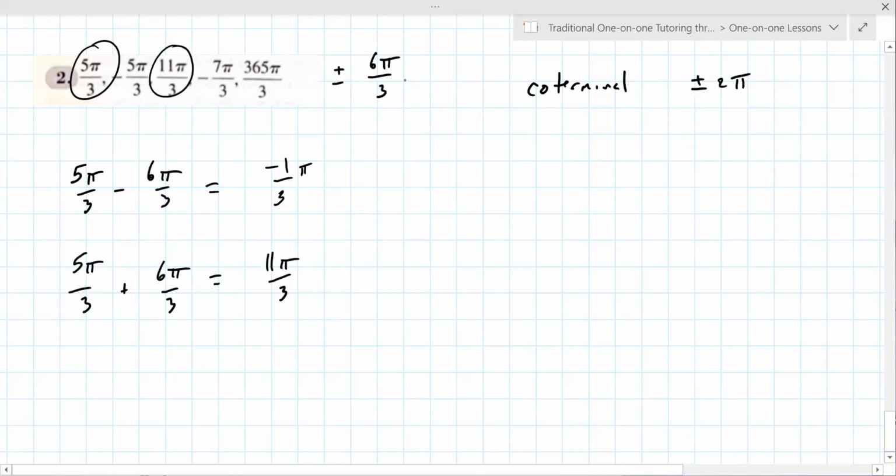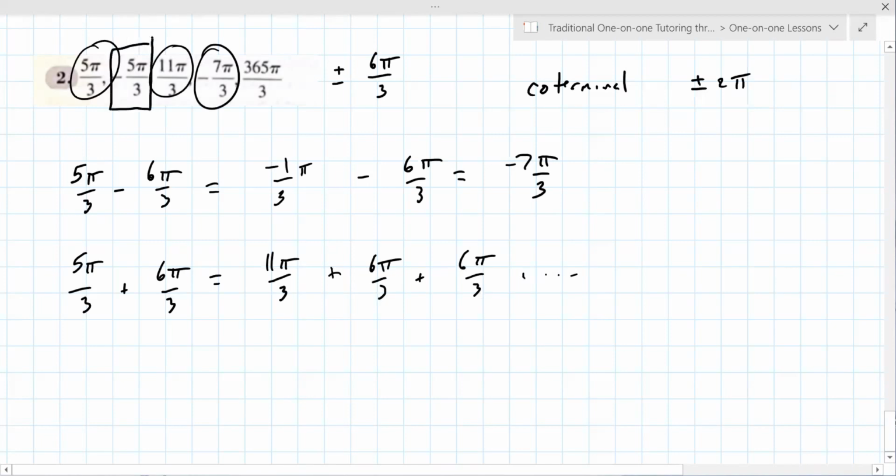Now you can actually keep adding and subtracting. So like here, if we subtract 6 pi over 3, we get minus 7 pi over 3. There we go. We got another one. That's great. This one you have to keep adding 6 pi over 3 plus 6 pi over 3, and so on. But it sure looks like this minus 5 pi over 3 is the one that is not coterminal.